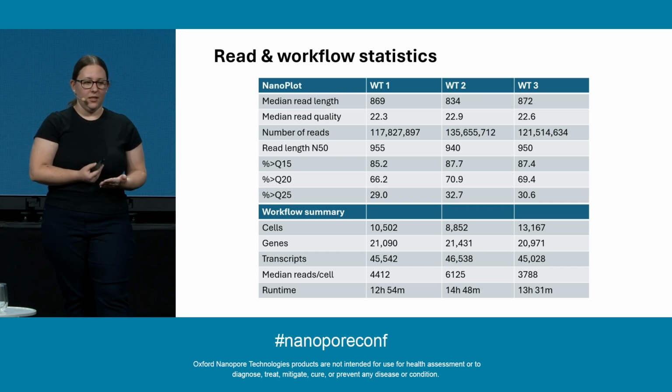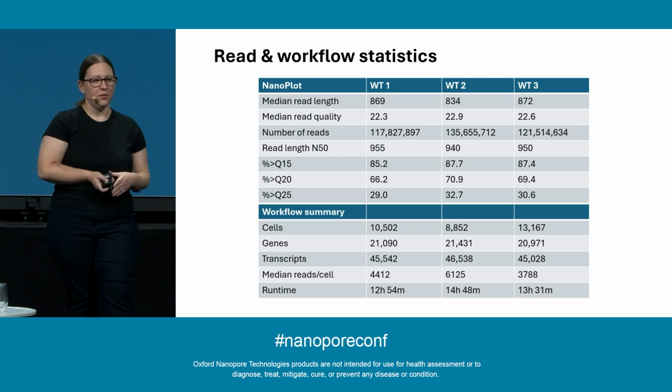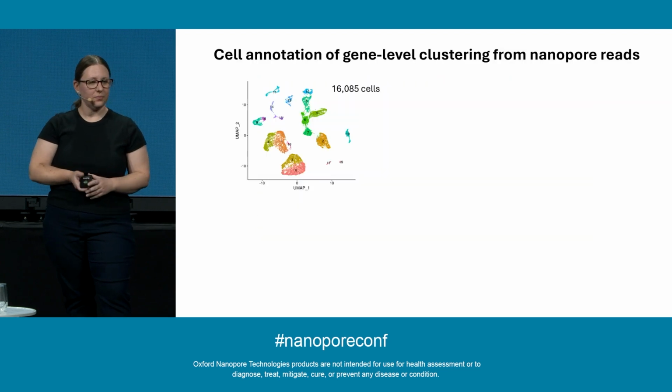And then we get the expected number of genes and transcripts. And again, you'll notice median reads per cell is pretty low, but it is enough for us to detect the cell types that we expect, which I'll get into.